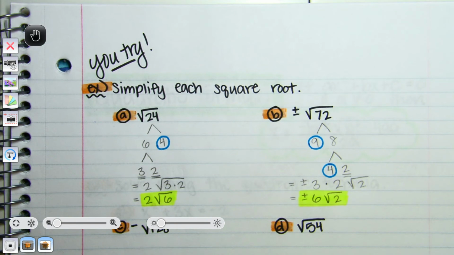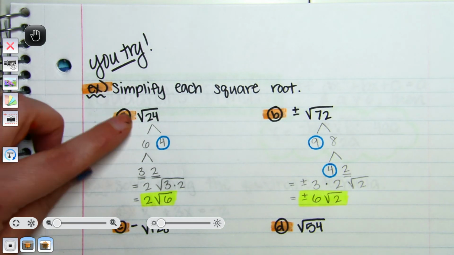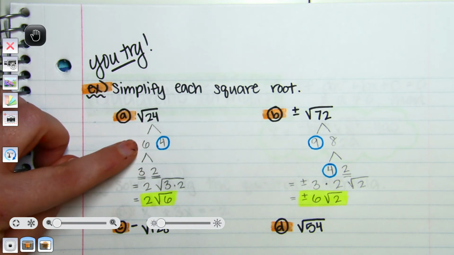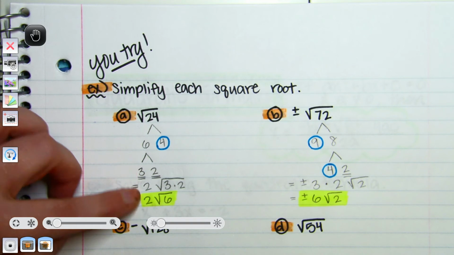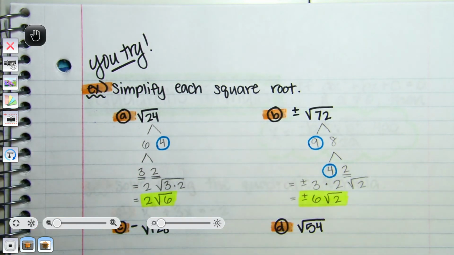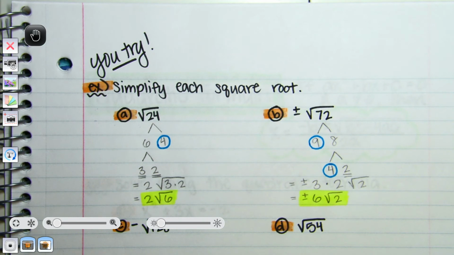Now I also want to point out there's more than one way to do these. If you looked at 24 and what came to mind was 8 times 3 or 12 times 2, that's perfectly fine. You can do either of those as your little tree instead, and then your numbers will just play out a little differently, but you'll still end up with the same answer. Same with 72. If what came to mind wasn't 9 times 8, that's completely fine. You should still end up at the same result.